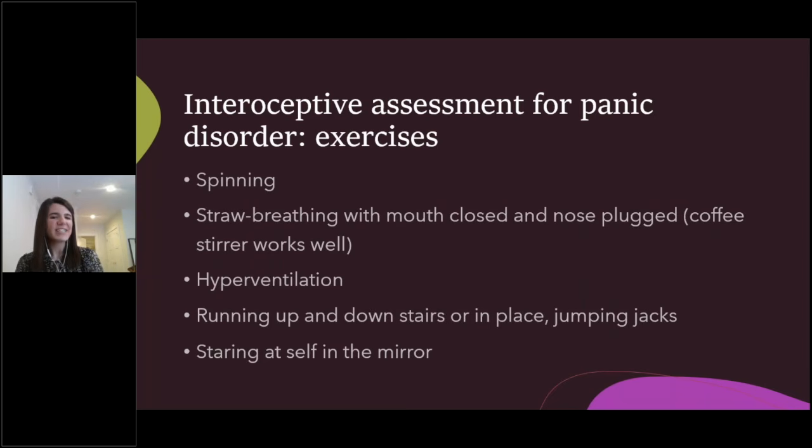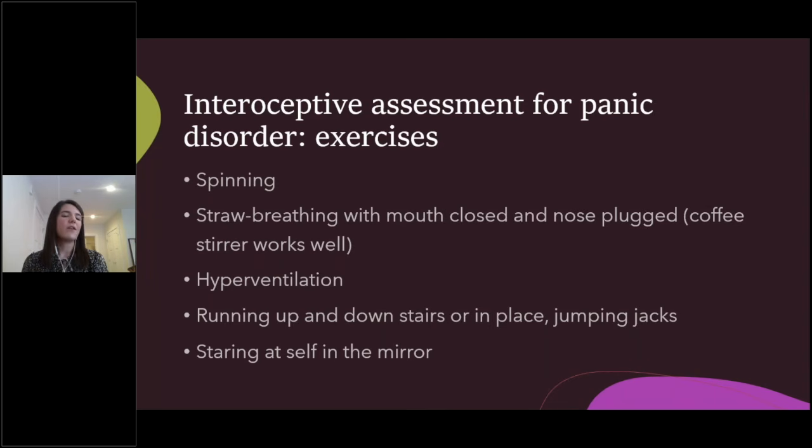Here are the exercises. So these are definitely interesting and sometimes not so fun to do with your client. So we would have, because I would do it at the same time, spinning, which helps to elicit dizziness. Then there's straw breathing with the mouth closed and the nose plugged. Sometimes an actual straw can be too wide, so using a coffee stirrer also works well. Those are really small and really help to elicit shortness of breath.